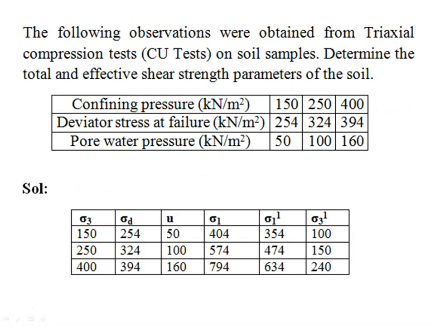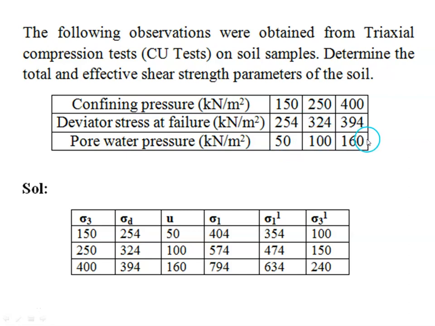Now let us see some examples. The following observations were obtained from triaxial compression tests on soil samples. Determine the total and effective shear strength parameters of the soil. Here the confining pressure, that is the cell pressure, is given. Then the deviator stress at failure, that is the load applied vertically using the loading frame, is given. The pore water pressure developed in the soil sample can also be measured in the triaxial test, and those values are given. So three samples' data are given.